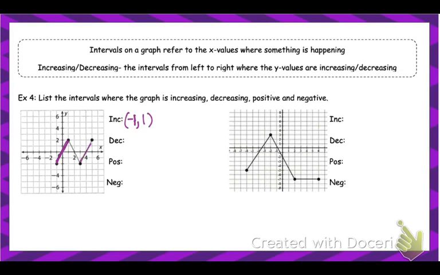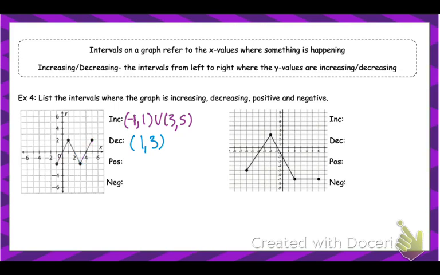This graph is also increasing in that section, so we're going to say union, and then it's increasing from 3 to 5. So this graph is decreasing in that in-between spot. So again, we say the interval there, and that interval would be from 1 to 3, and we're using parentheses for both those intervals.